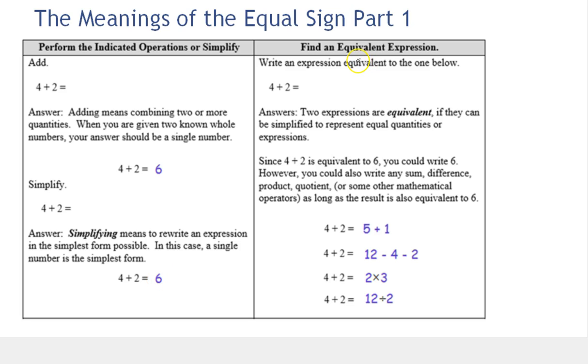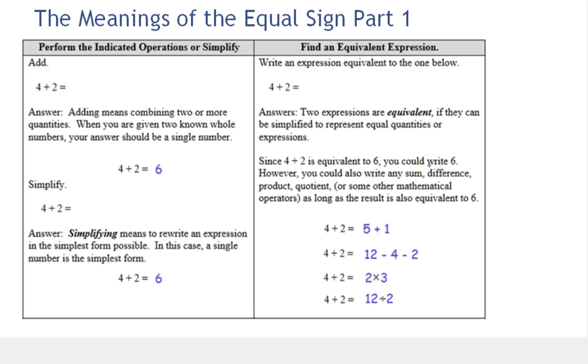Now here's one that may seem a little bit different. Find an equivalent expression. So we're given 4 plus 2 equals, and again we probably want to write 6 here, and that actually wouldn't be wrong, but let's see what it means to be equivalent. So two expressions are equivalent if they can be simplified to represent equal quantities or expressions. So 4 plus 2 is equivalent to 6, so we could write 6.